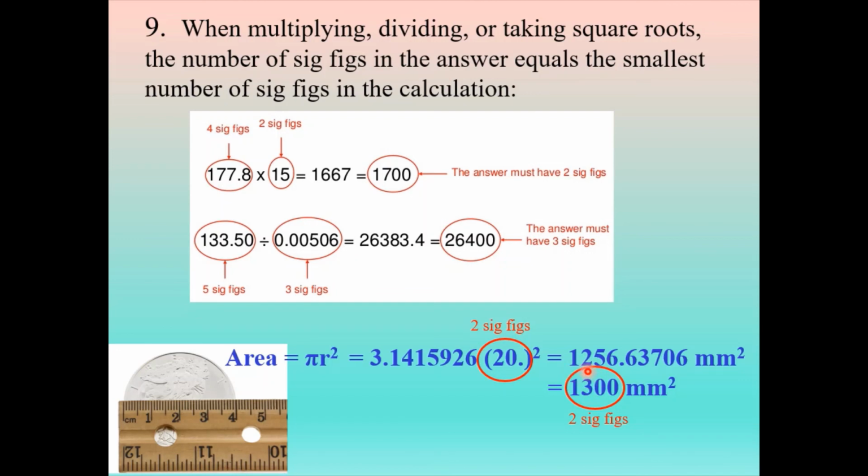So 1, and then the second sig fig right here, this 2 is going to round up because of the numbers after it, to 1,300 square millimeters. So this is our answer here. This is the correct answer for our area, not this number here. And this answer reflects the fact that we only know our area to two significant figures. We don't have any more accuracy or precision than that. Anything written anything else, like if we wrote our answer as 1256, that would be misleading.